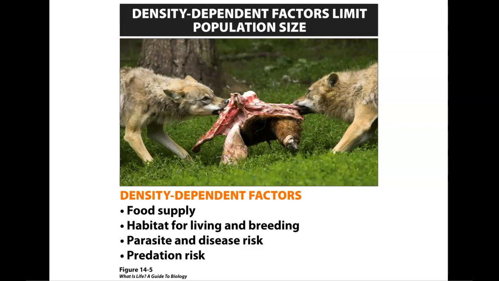You have food supply, which reduces the food that's going to be available. You have habitat for living and breeding, and with that, it could diminish the accessibility to places to live and breed. You could have parasitic and disease risks that will spread more easily when a host lives at a higher density. The closer animals are to each other, when they become ill, they tend to spread that illness. And predation risks will increase as predator populations grow in response to the increased availability of prey. Also, the more densely packed prey become, the more visible they are.